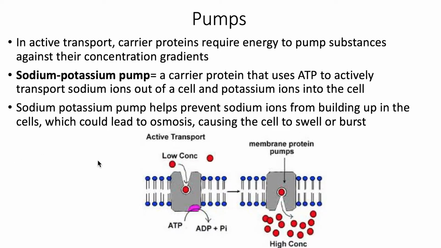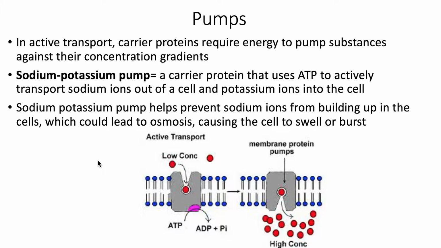Pumps in active transport, carrier proteins require energy to pump substances against their concentration gradient. So we're going to move things in the direction that they don't want to go. We're going to go from areas of low concentration, and we're going to move to areas that are already crowded, that already have a high concentration. And of course, this is going to require energy. Think of this as there being an elevator that's already concentrated and full of people, and you're one of the people on the outside, and you want to move into the elevator. You got to kind of move people over, use some energy to get onto the elevator. That's exactly how active transport works.